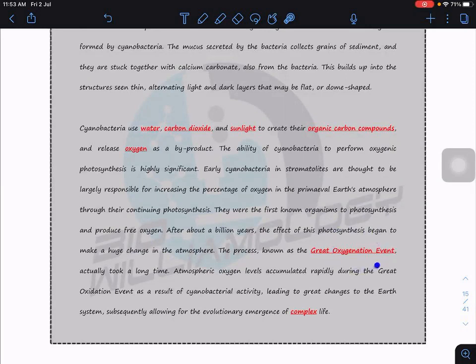So the change managed to convert an atmosphere with no oxygen to nowadays 20%. Because of the rapid accumulation during the Great Oxidation Event as a result of cyanobacterial activity, it led to a great change in the Earth system, which subsequently allowed the evolutionary emergence of complex life. As I said, we always start with the unicellular, and now we do have multicellular organisms, okay?